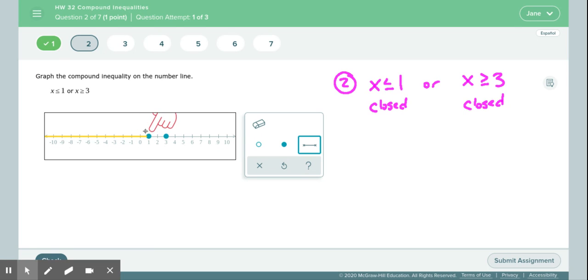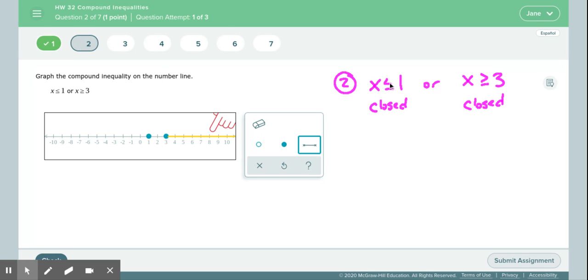So notice that there are 3 possible sections for where I can have my solutions. I can have it be less than the 1, I can have it be in between 1 and 3, and I can have it be greater than 3. So now I need to come back over here, and I need to think about this.